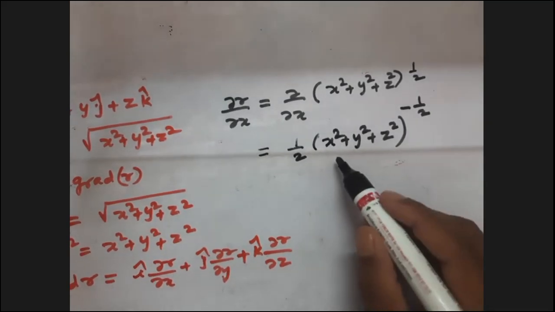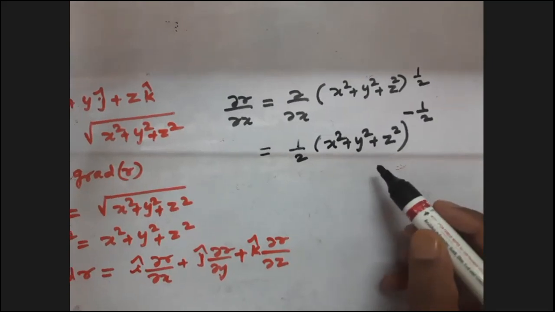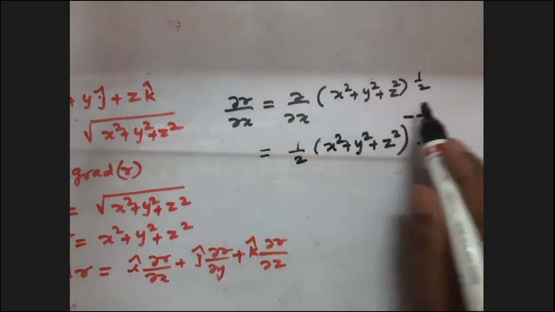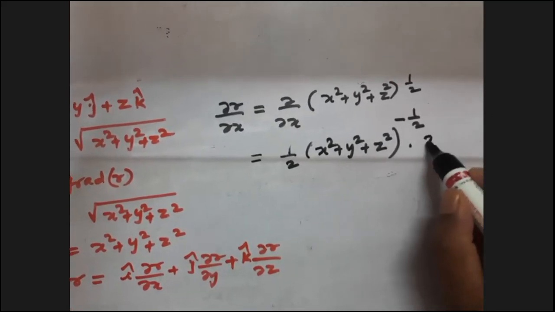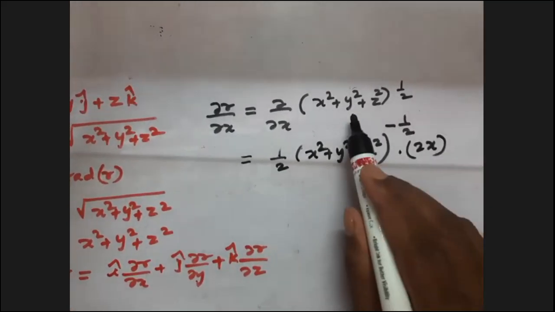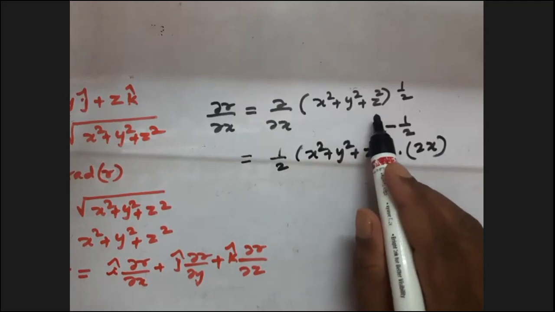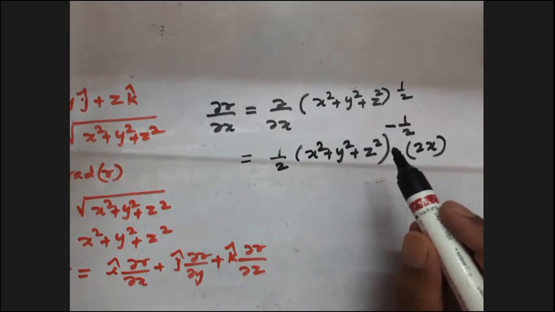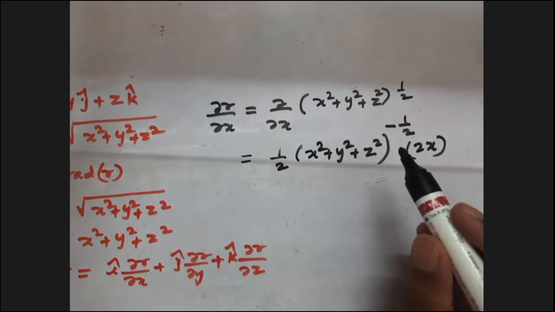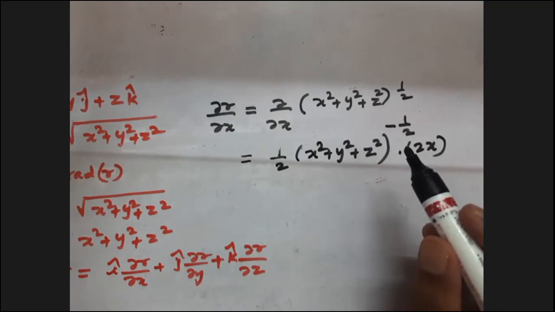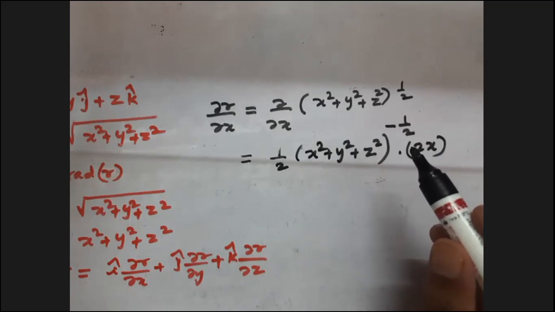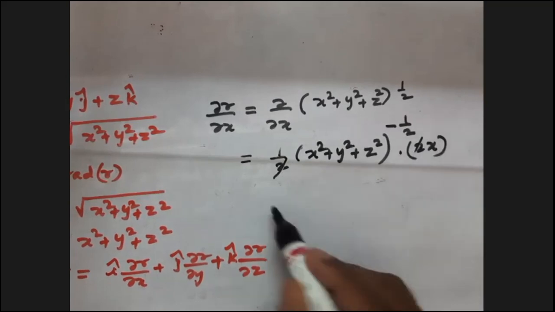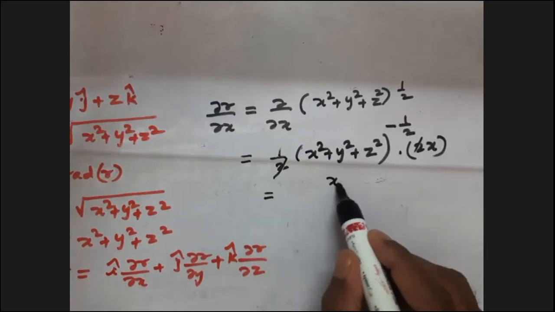One by two times (x square plus y square plus z square) whole power minus, into, again, dou by dou x of this bracket term. You will get 2x. Dou by dou x of y square is 0. Dou by dou x of z square is 0 because it is partial differentiation. So with respect to x, when we do the partial differentiation, y and z are treated as constant. We get 2x, the 2 cancels, equal to x.